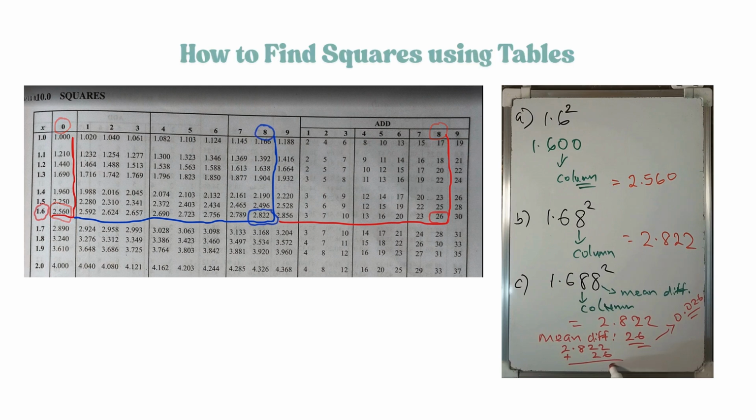2 plus 6 is 8. And then 2 plus 2 is 4. Then here we have 8, here we have 2. So the answer will be 2.848. That's the answer.